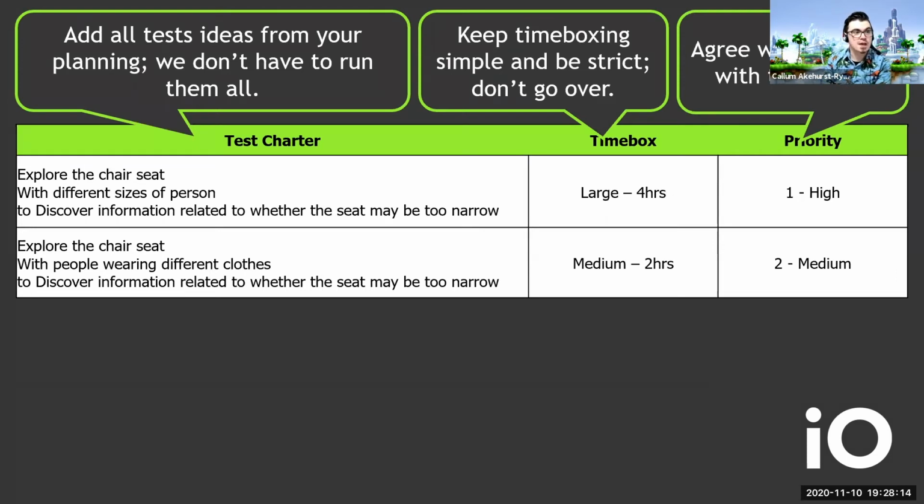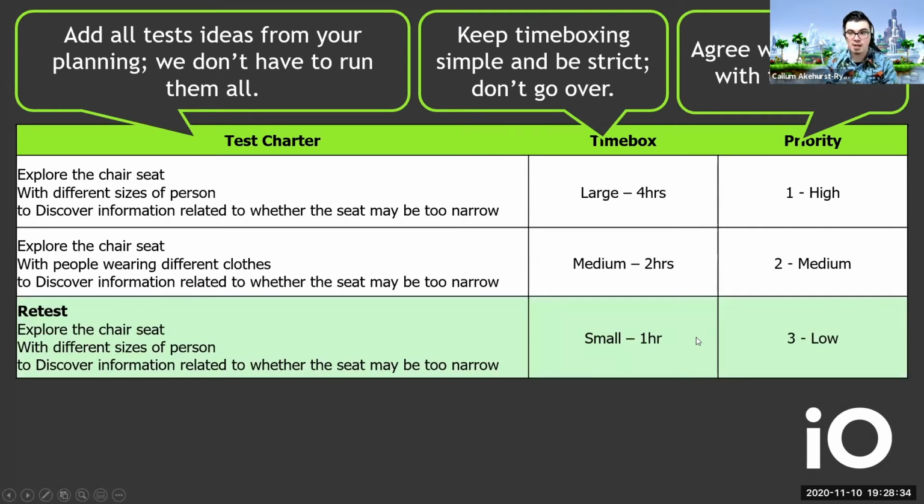And with your time box, keep them simple. So small, medium, large t-shirt sizes, like I said, and be really strict. Don't start pushing over because otherwise your planning won't work. And as I said, keep your prioritization visible and agree what's useful with the team as well, because that's who you're working with.